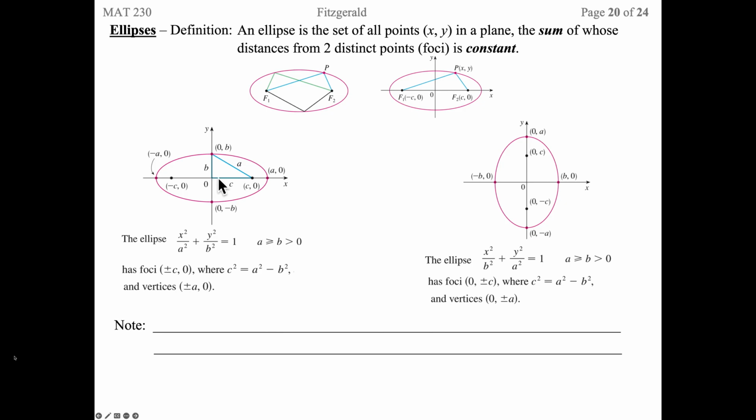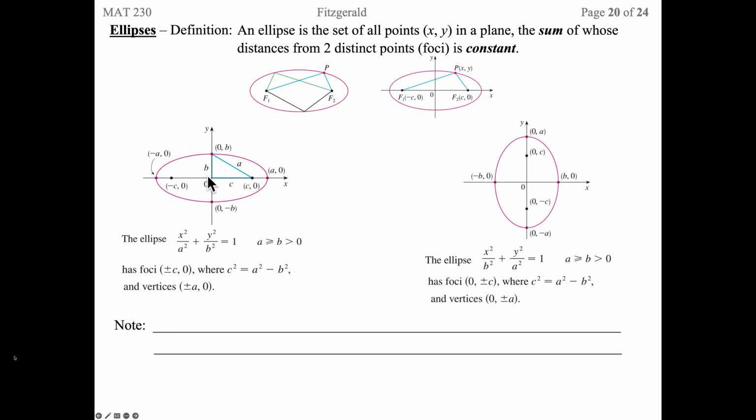So from the center to the vertices, all right, that's negative a, 0 and a, 0. a is going to be the biggest value here. Then these are called covertices. A lot of authors aren't going to identify them as covertices, but I will. There's still a turning point on the curve. 0, b and 0, negative b. So center to this point is b, center to the vertex a.